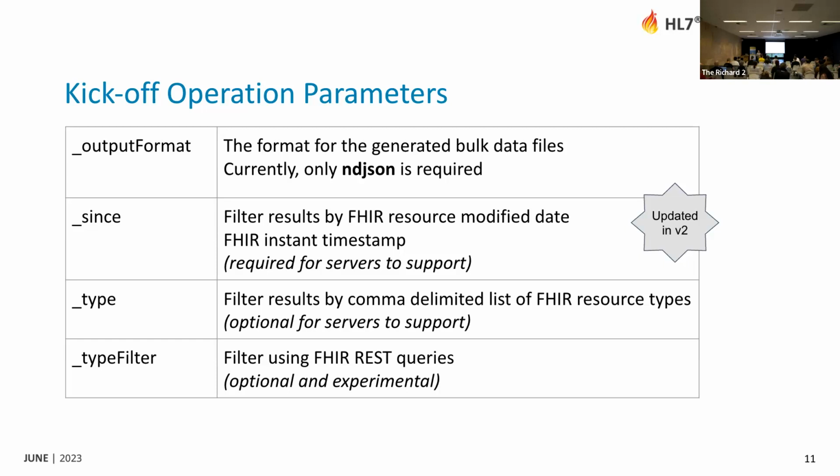The _typeFilter parameter is a really neat parameter that we thought wasn't going to be widely supported, but is increasingly available in servers. And this lets you take any of the FHIR REST API filters and apply them to your bulk data set. So you could filter FHIR observations by particular lab codes and get back a much, much smaller data set than you would otherwise.